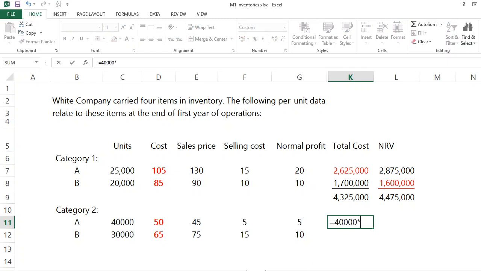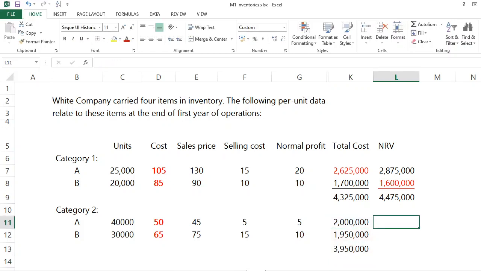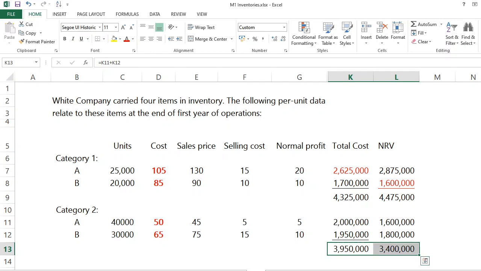Next, we have category 2. 40,000 times 15 as cost. We have 30,000 times 65. And in total, we have 3,950. Also, we have our NRV of 40,000 times 40 and 30,000 times 60. Per category, then let's choose the lower amount, 2 million versus 1.6. We have 1.6. Sorry.